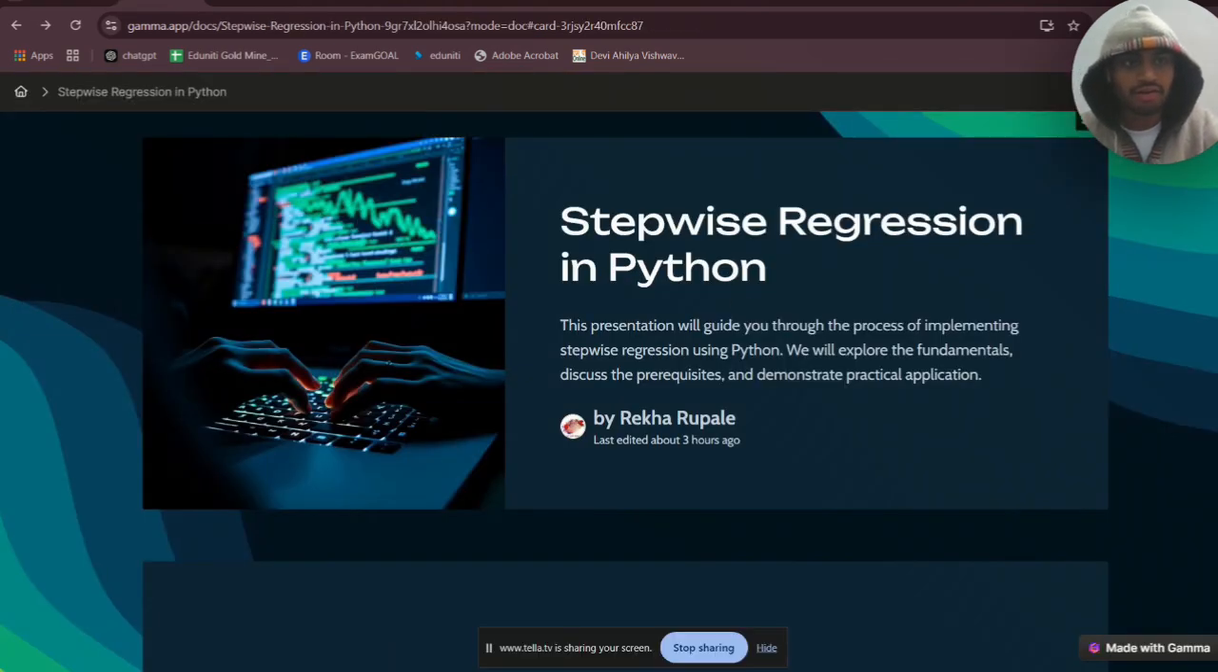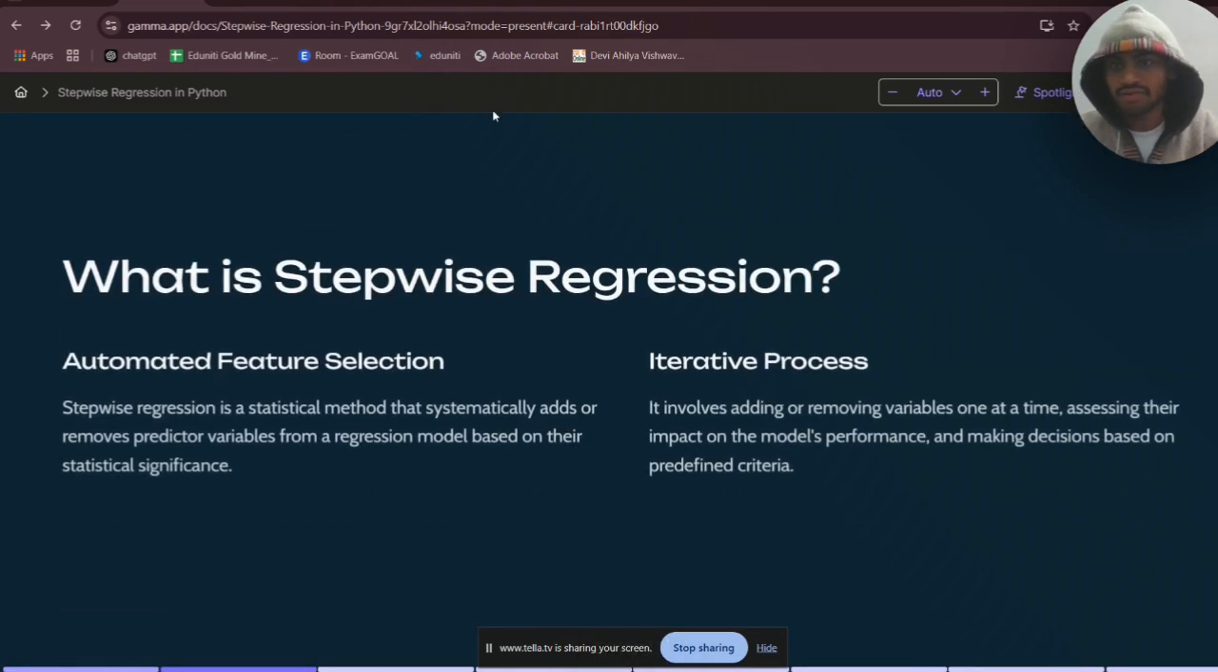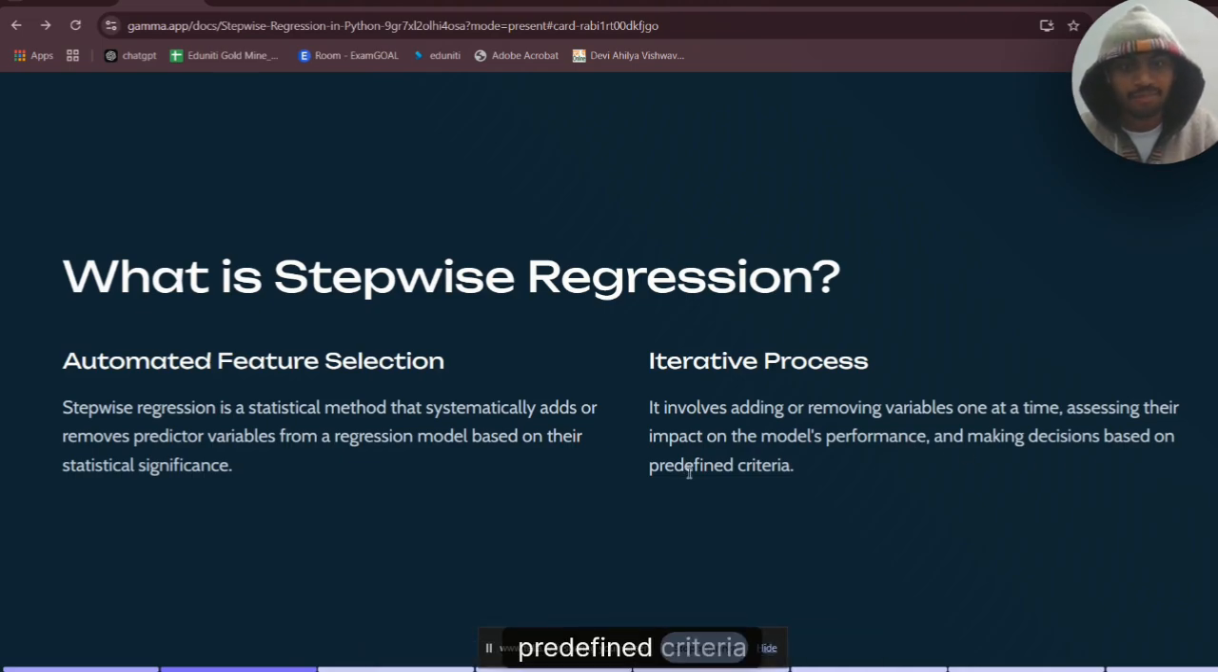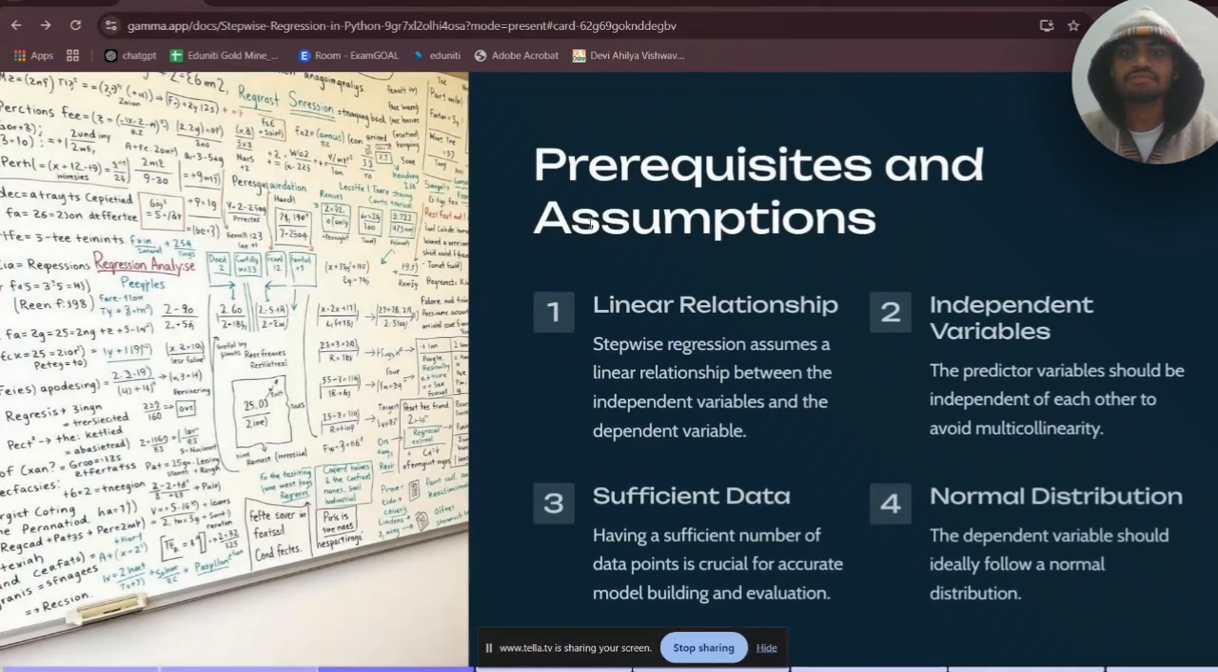Now moving ahead, what is stepwise regression? Automated feature selection, iterative process. Stepwise regression is a statistical method that systematically adds or removes predictor variables from the regression model. The iterative process involves adding or removing variables one at a time, assessing their impact on the model's performance and making decisions based on predefined criteria.